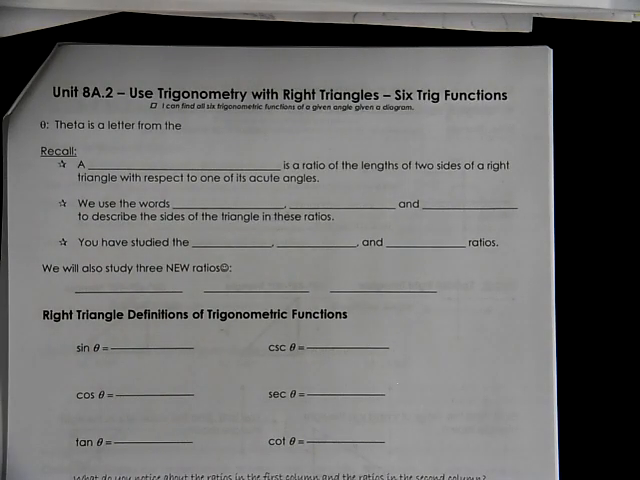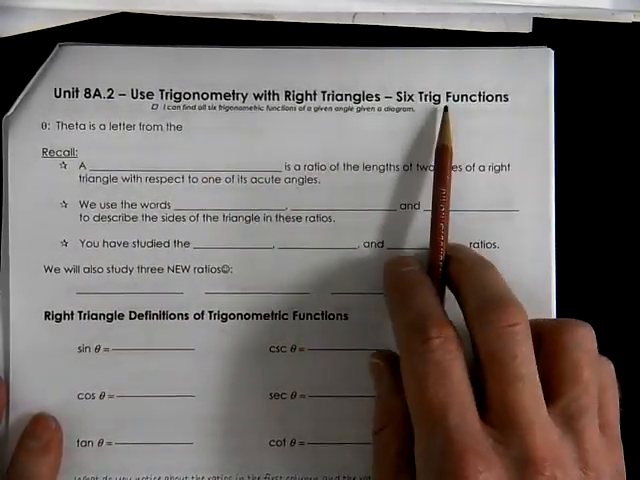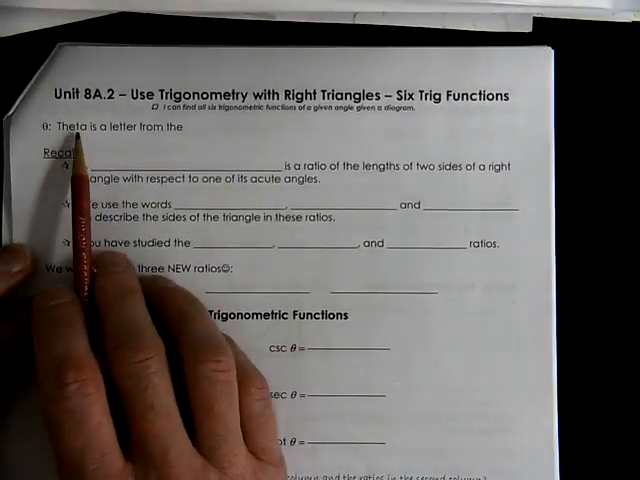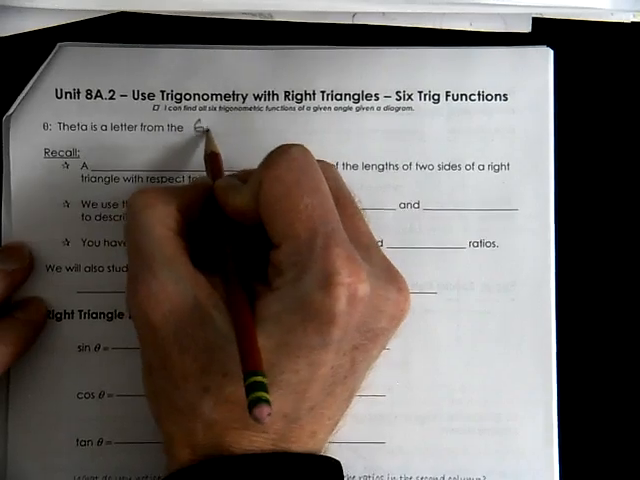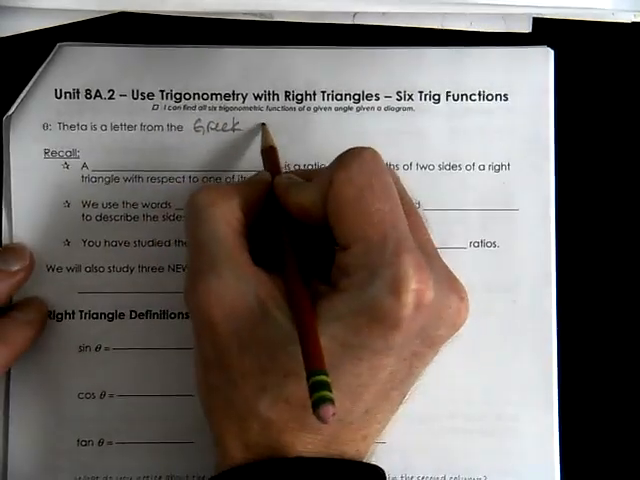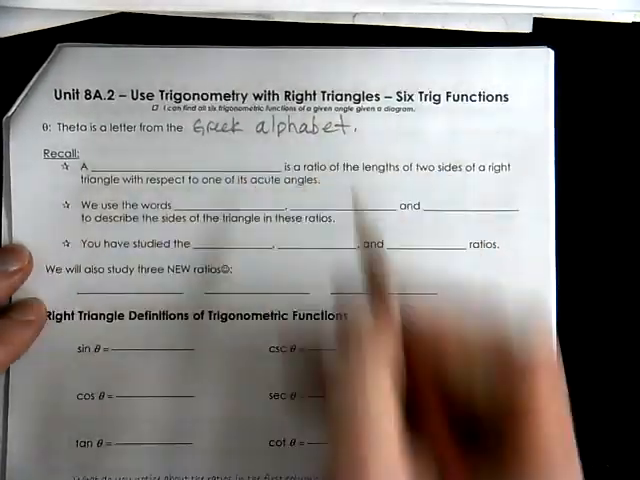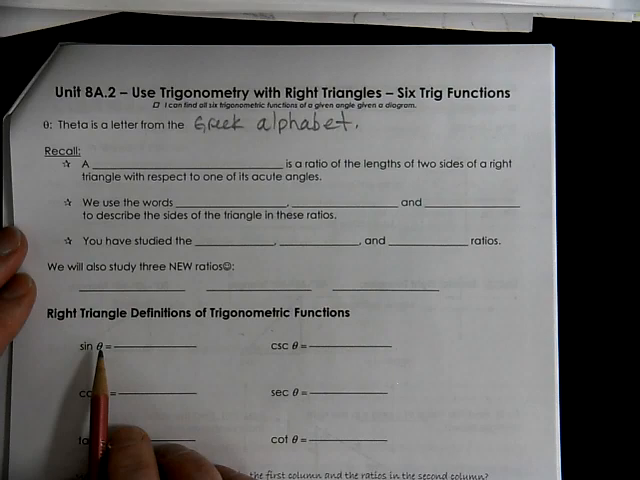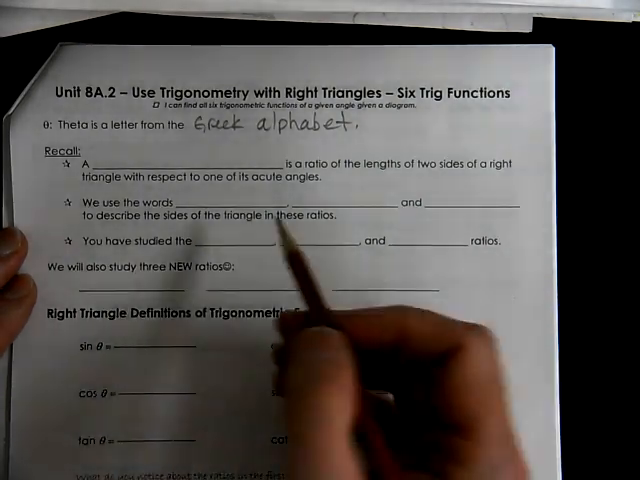This is Algebra 2 with Trig, 8A.2. We're talking about trigonometry and all 6 trig functions. As we've talked about before, theta is a letter from the Greek alphabet, and theta represents an angle value. So that's what that symbol means, theta.